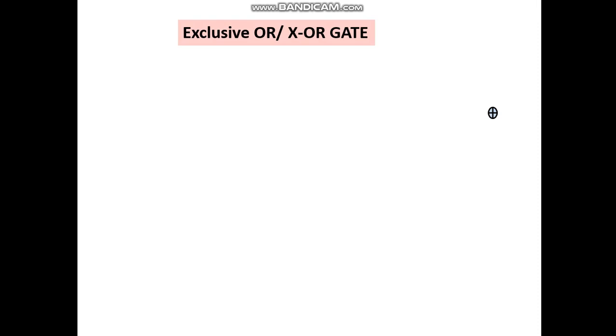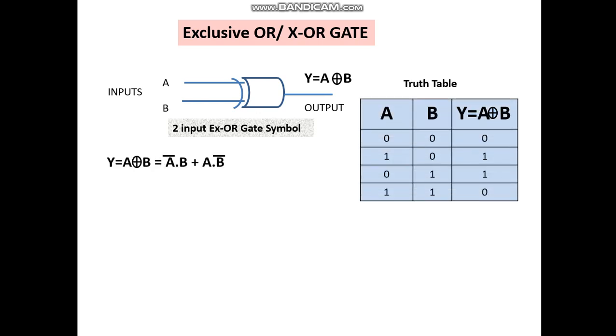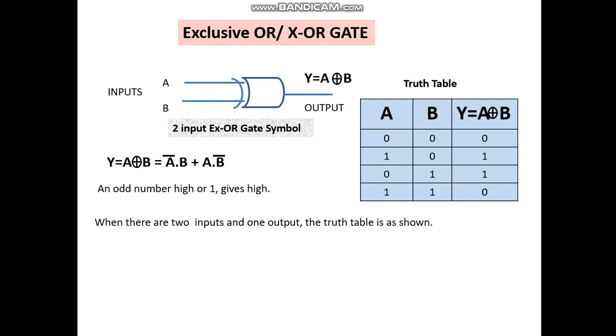Now let's see the exclusive OR or the XOR gate. Now this is the symbol of the 2 input XOR gate. Now that's the truth table. See the function. It is Y equals A XOR B, which is equal to A bar dot B plus A dot B bar. That's the output Y. An odd number of high or 1 inputs gives high.